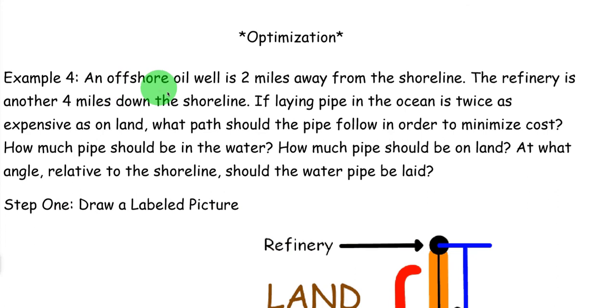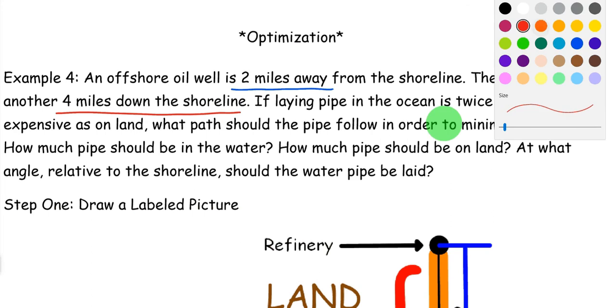It says an offshore oil well is 2 miles away from the shoreline. Now I'm going to go ahead and underline that so that we can keep that in mind when we draw our picture. Okay, let's keep reading. The refinery is another 4 miles down the shoreline. So once you go 2 miles into the shoreline, then you have to go 4 miles down to get to the refinery. So let's underline a couple more things here.